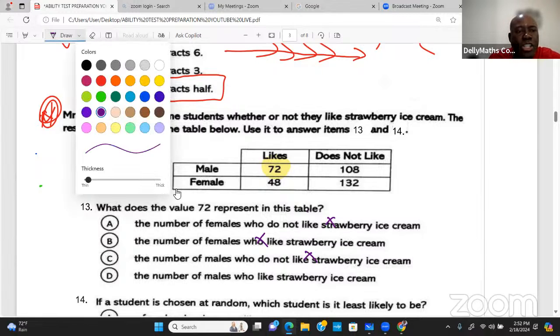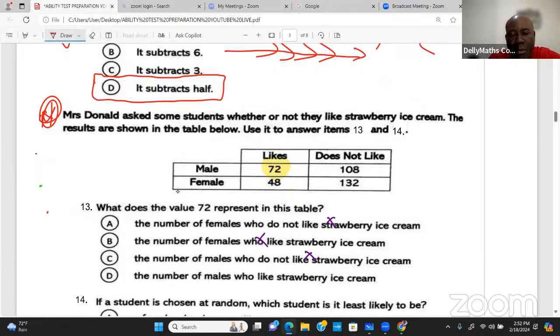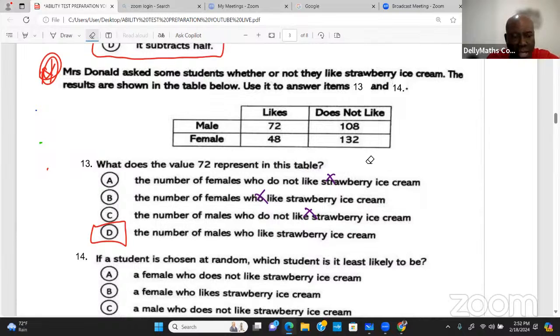As I said to you, we have to be very critical. It says the number of males who like strawberry ice cream. Yes, the answer is D. So for 13, the answer is D. You look at what number you have, what row, and see what column it comes under. When you combine the two, you're going to nail it. It's a male that likes strawberry ice cream, and that is how we interpret our tables, because tables tend to give problems over time. So let us take a look at the second question.